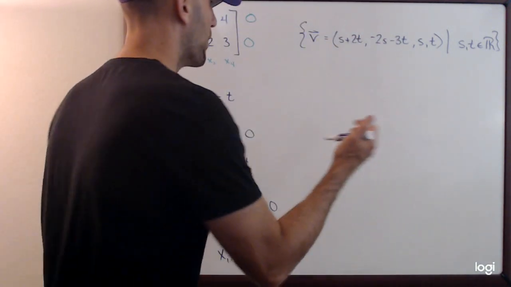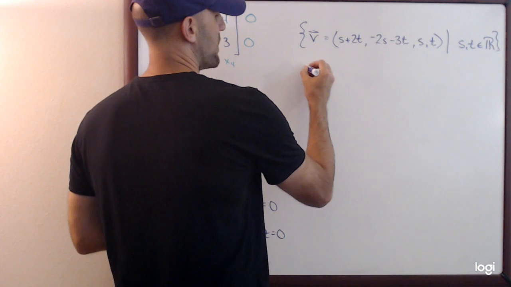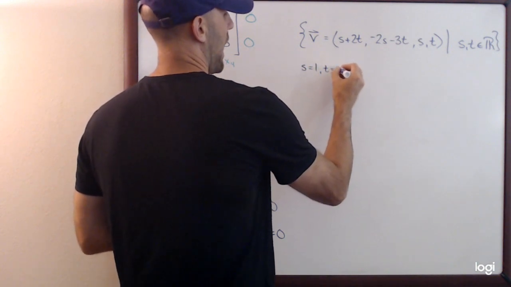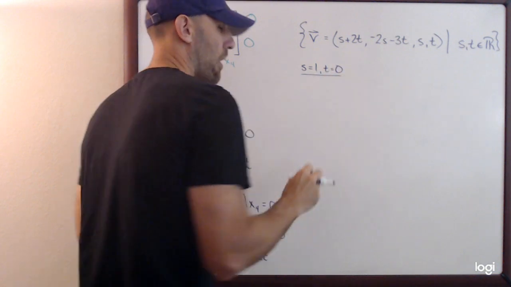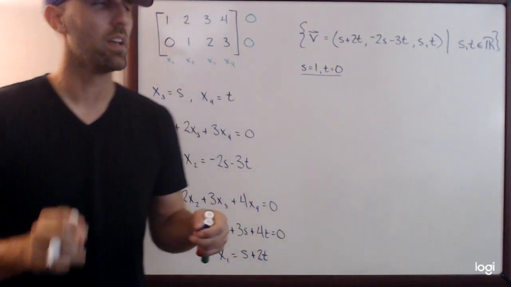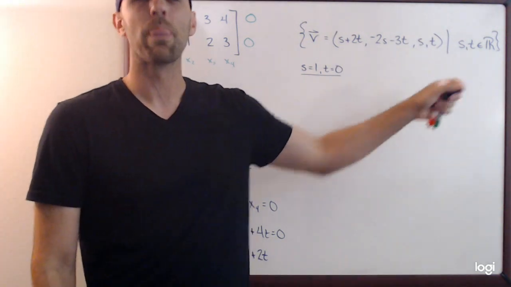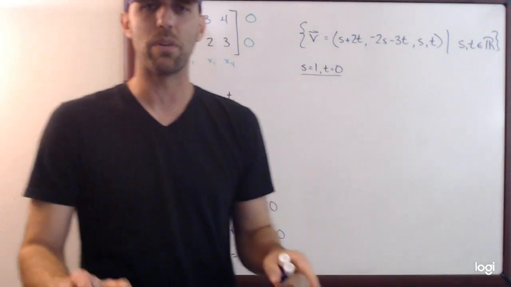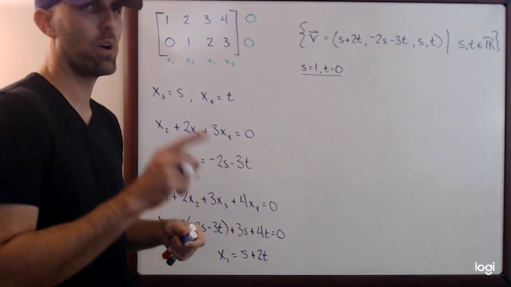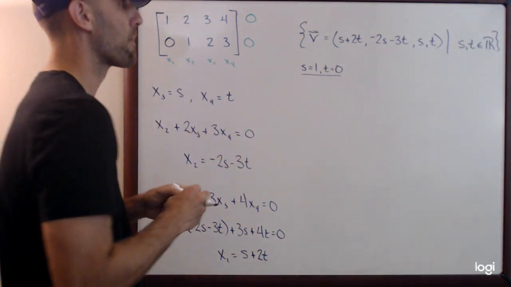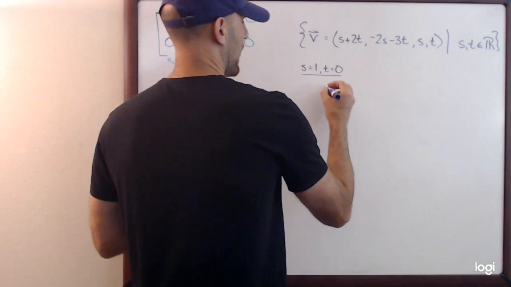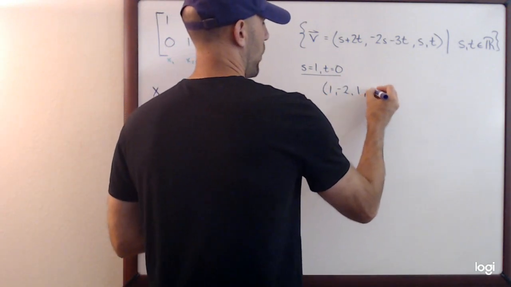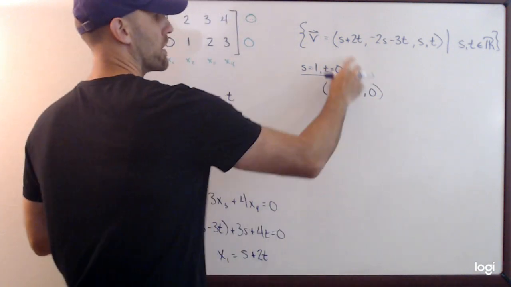So for example, to make my first basis vector, I'm going to set s equal to 1 and then every other parameter equal to 0. Now I keep phrasing it that way for a reason. If you have 6 parameters, you'll set the first one equal to 1 and all of the other 5 equal to 0, right? So the first one equal to 1, the rest of them equal to 0. And what I get whenever I plug that in is the vector 1, -2, 1, 0. Again, literally plug these values in.